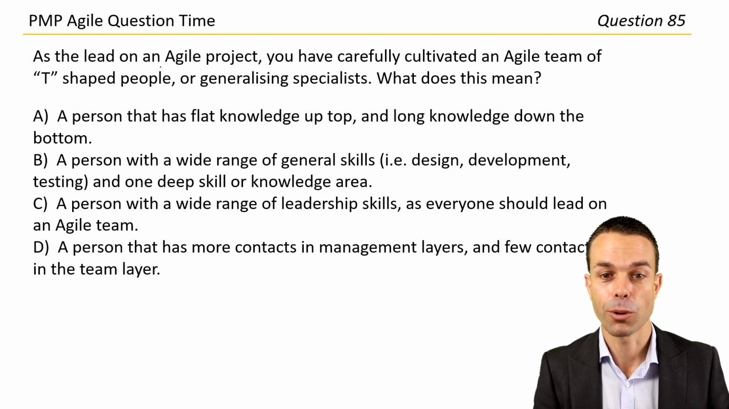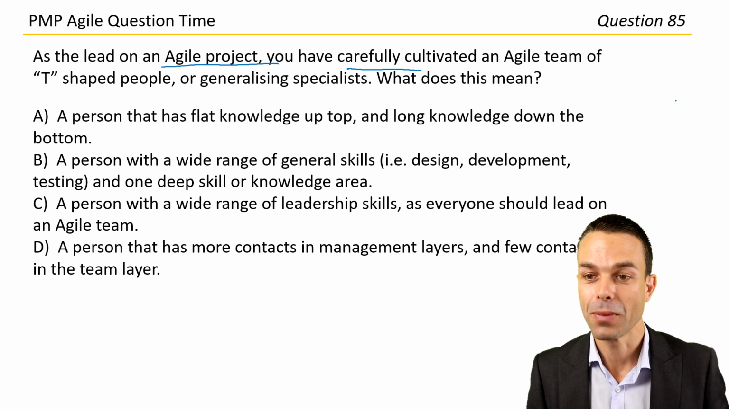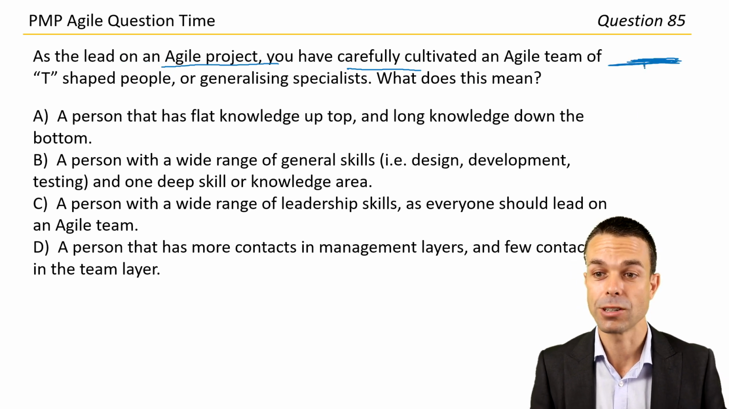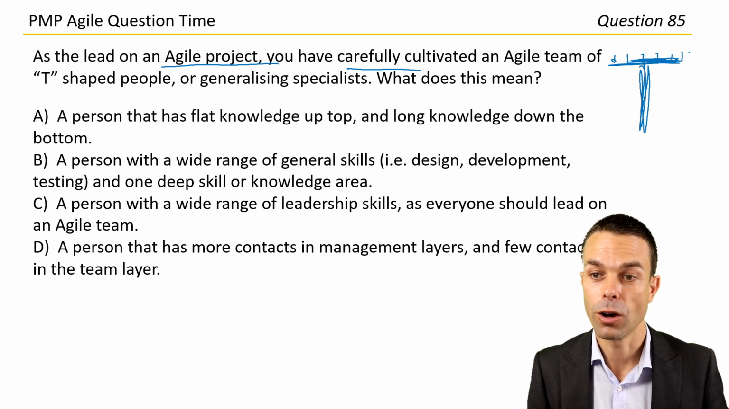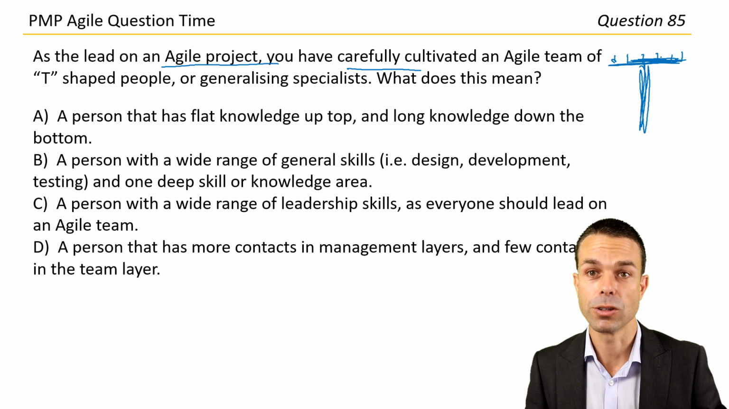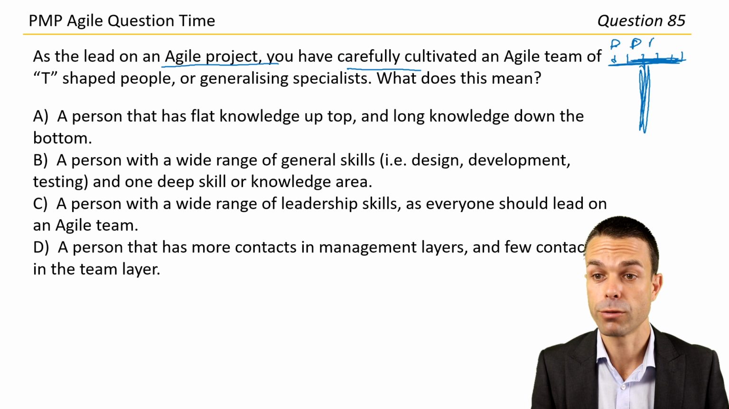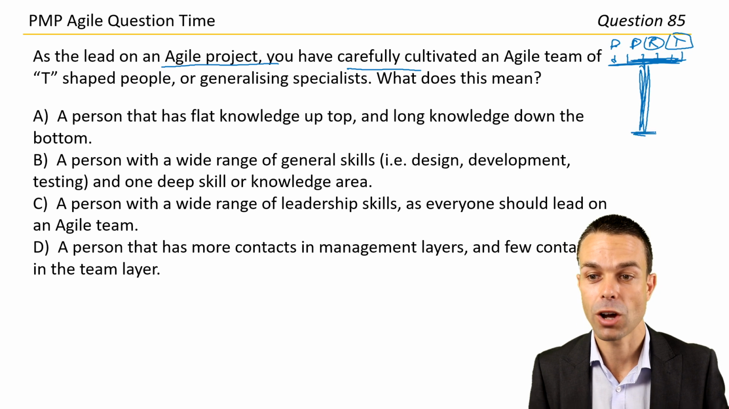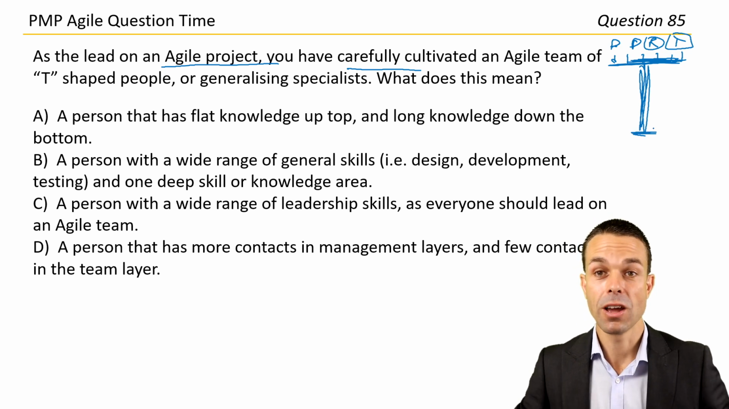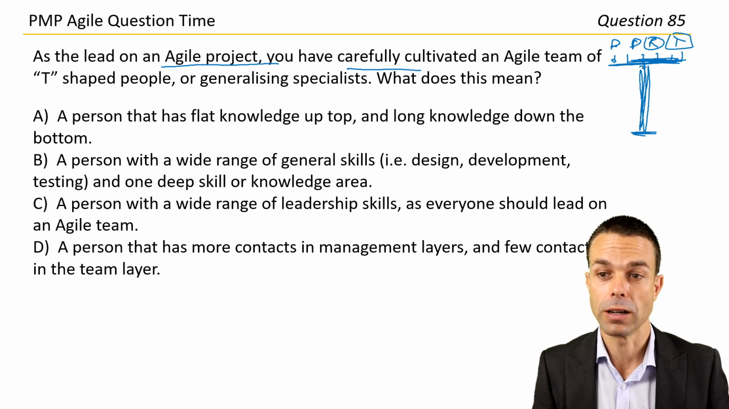As the lead on an Agile project, you have carefully cultivated a team of T-shaped people. And we have been through this before in our Agile questions, but what is a T-shaped person? They have a broad range of interests and skills. So they might have a bit of development, a bit of design, a bit of requirements gathering, a little bit of testing or automation or something similar. And yet, at the same time, they have one deep specialty, one extreme specialty that they're really, really very good at, and that's their core function.